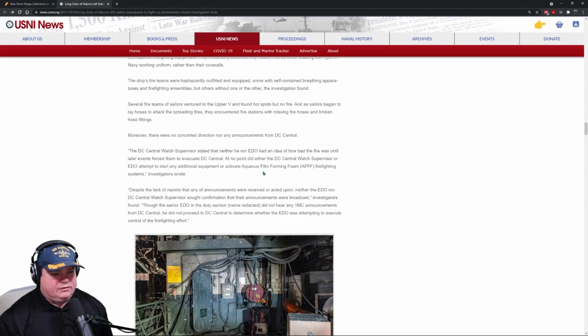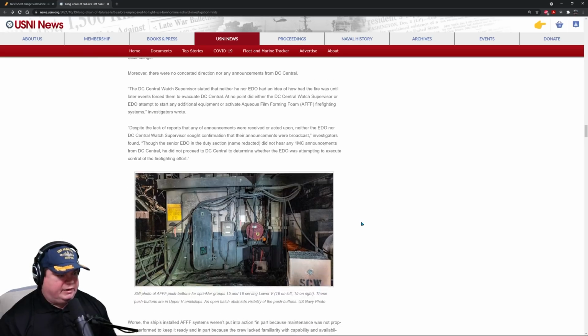At no point did either the DC Central Watch Supervisor or the EDO attempt to start any additional equipment or activate the aqueous film forming foam, the AFFF, firefighting systems. So they could have flooded the area with foam, essentially, that would have suppressed the flame. It doesn't make it any cooler, but it helps push the fire back, keep it from spreading, especially. AFFF is really important, especially if you have an oil or carbon-based fire. That's what it's designed to put out.